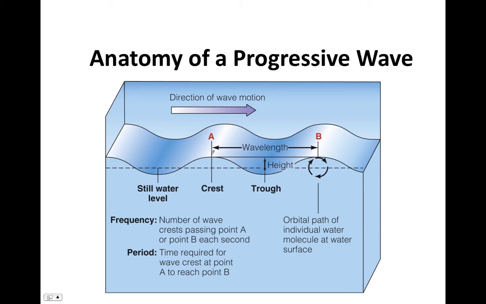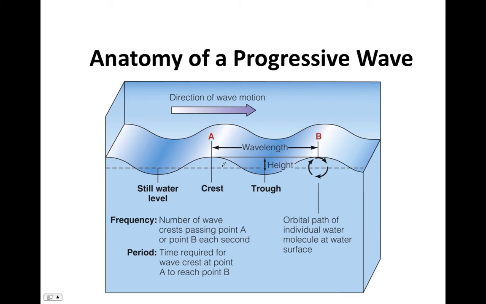The period of a wave is the inverse of the frequency, which means it's the period of time it takes for 1 wave to pass by. So let's say we're looking at location A, and it takes 1 second for a wave to pass by from crest to crest. That wave has a period of 1 second. If it takes 2 seconds for a wave to pass by, that wave has a period of 2 seconds.